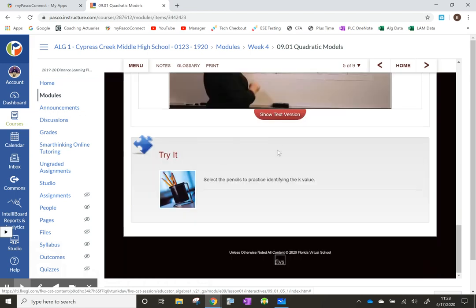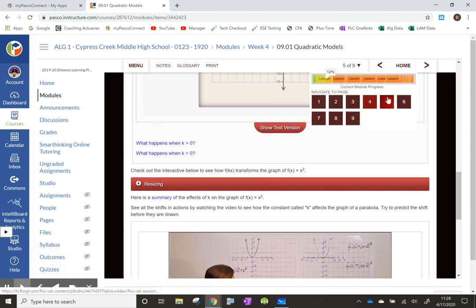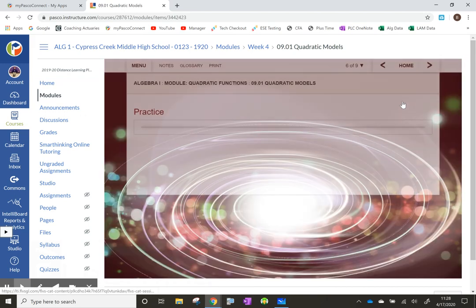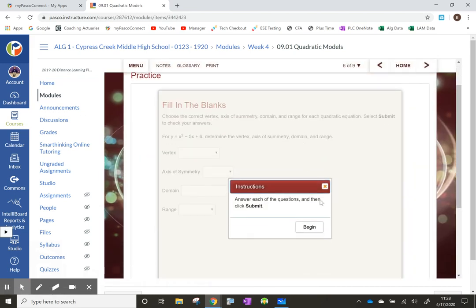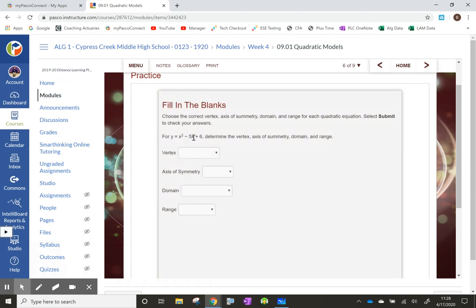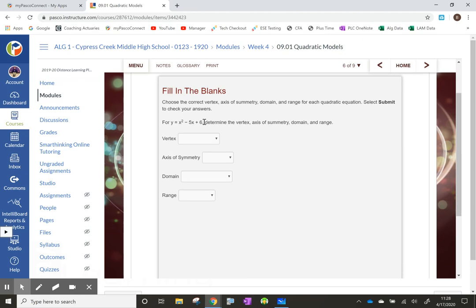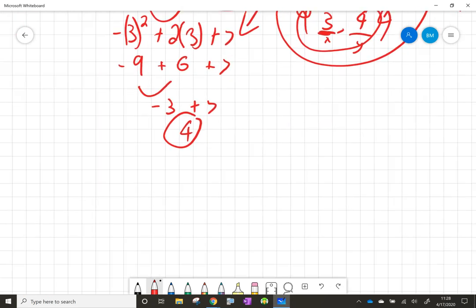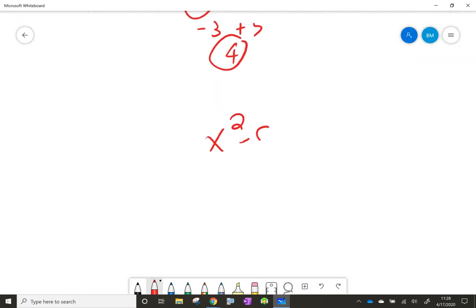All right. So let us see if there's any examples for us to work out. Okay, so here, if we want to fill in the blanks, right? So we have our quadratic, x squared minus 5x plus 6. So let me write that down. We have x squared minus 5x plus 6. All right, the first thing it's asking for is vertex.